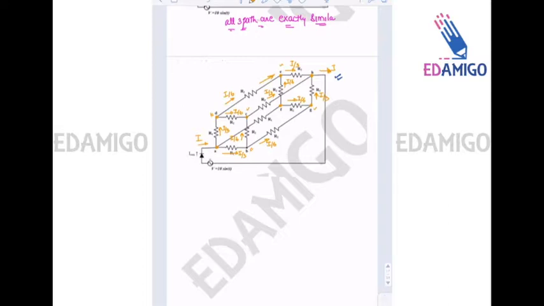Now, how to find the value of current I? First of all, if we look at the input, that is 10 sine t. So input is 10 sine t. So input is something like this, sine wave.